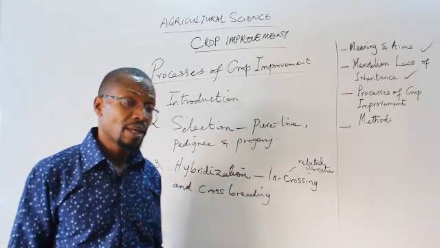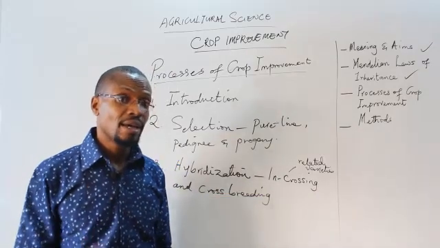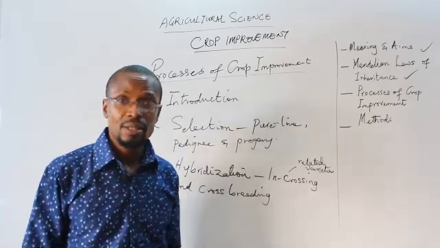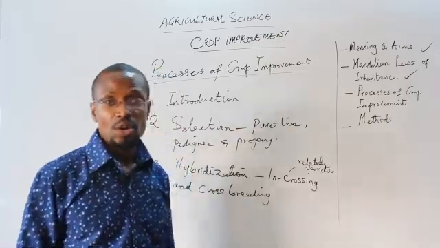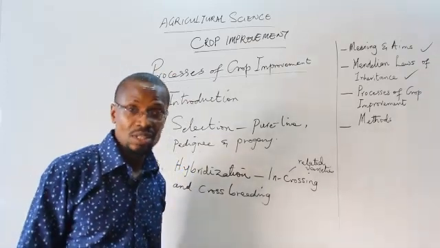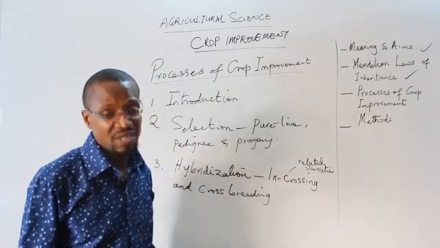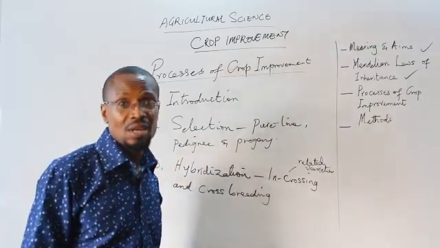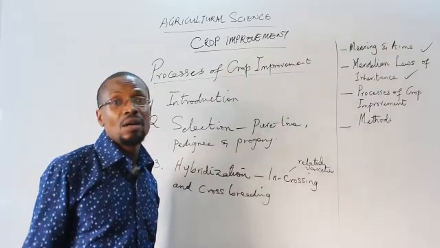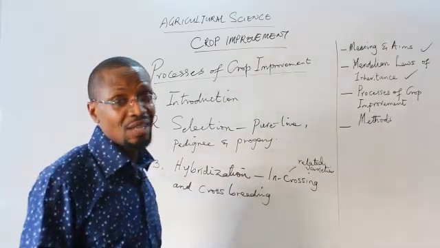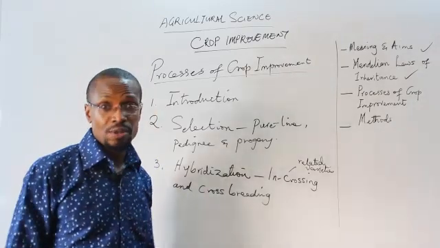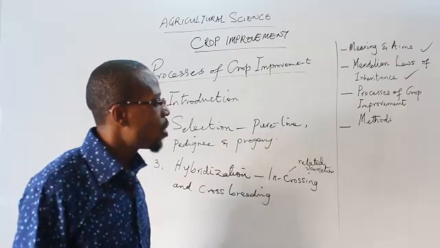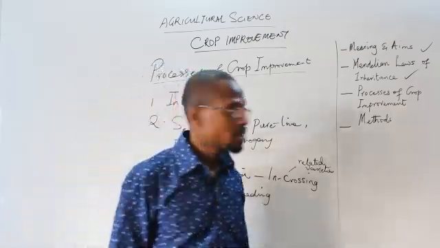Now, remember, the very reason for all of this is to get a better yield of crops that are more resistant to diseases, crops that can adapt better to certain climatic conditions, crops that will yield more or better nutritional values, and so on and so forth. Now, we'll go on to look at the methods of crop improvement.